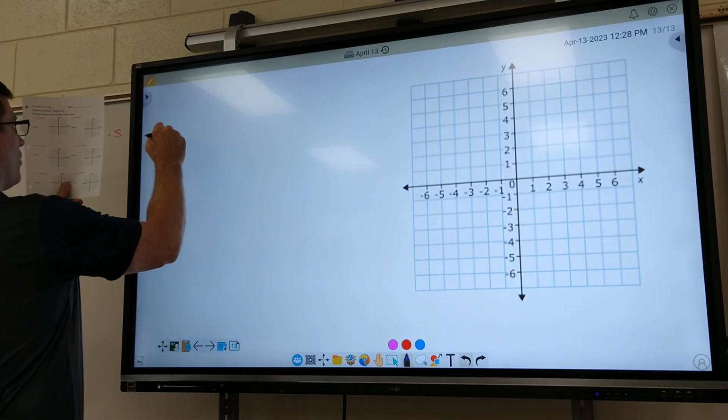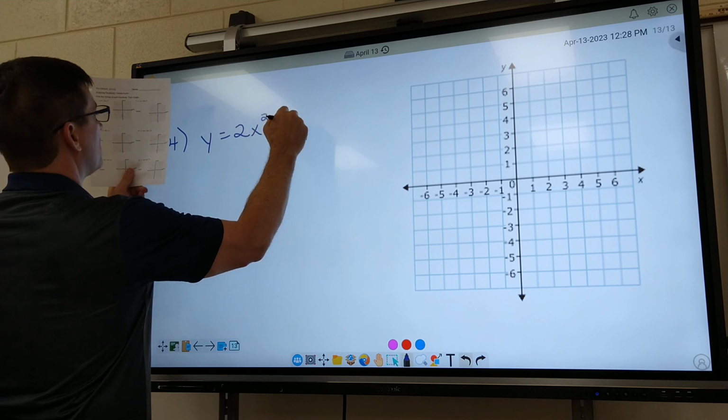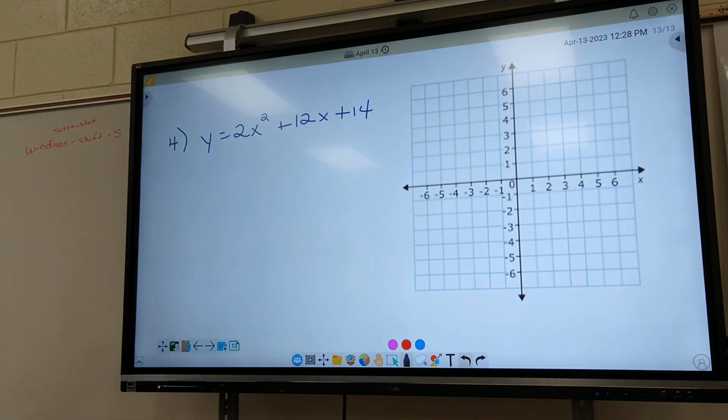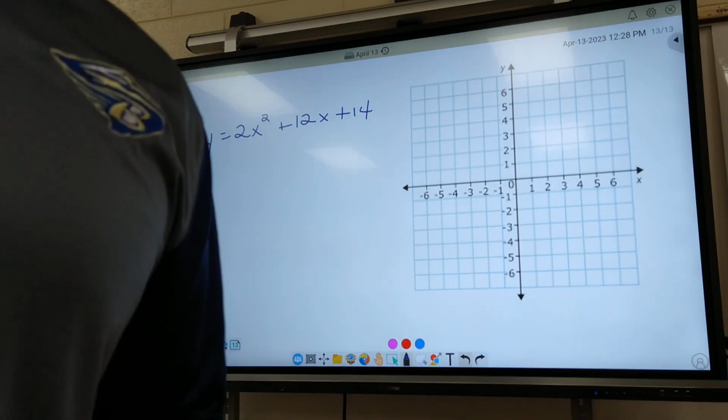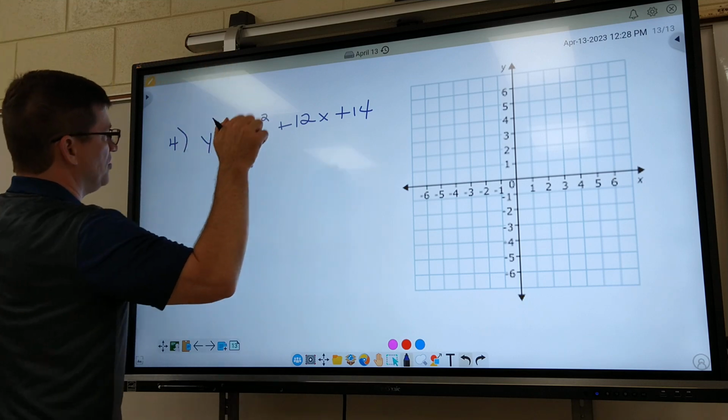All right, look at number 4, guys. 4 is different. Y equals 2x squared plus 12x plus 14. All right, everybody's looking at 4. What is different about 4? It's got a number in front. So watch how we do this.